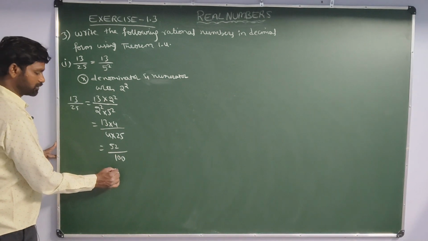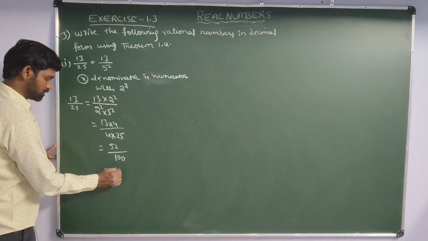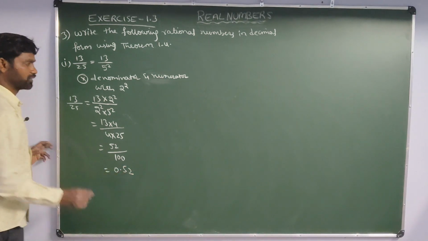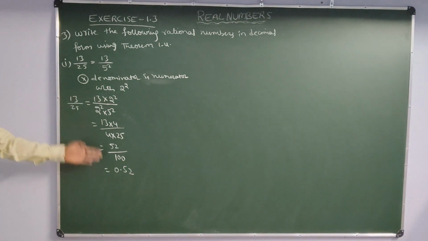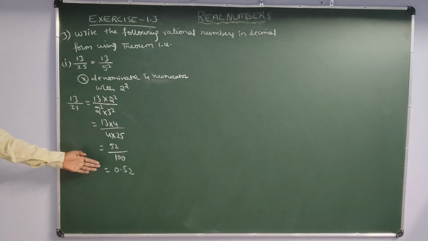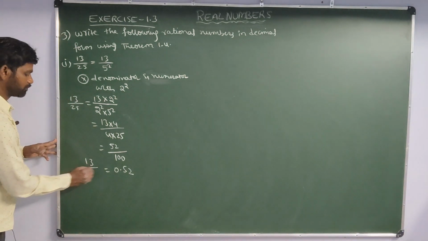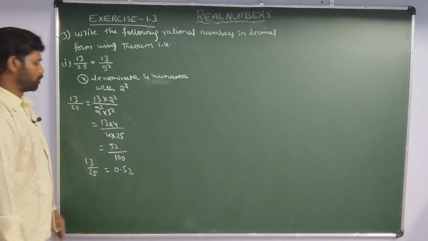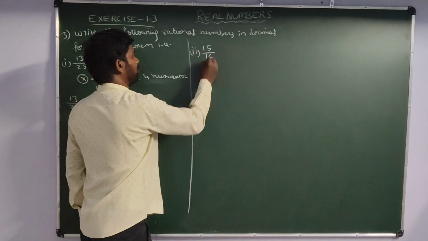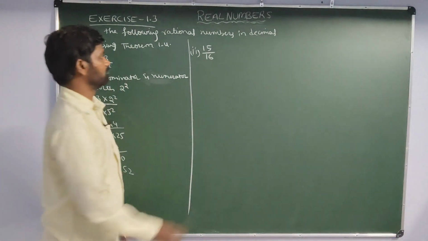Now tell me what is the answer. So it is 0.52. So without actual division, we find the decimal. So 13 by 25 is equal to 0.52. Next question, 15 by 16.